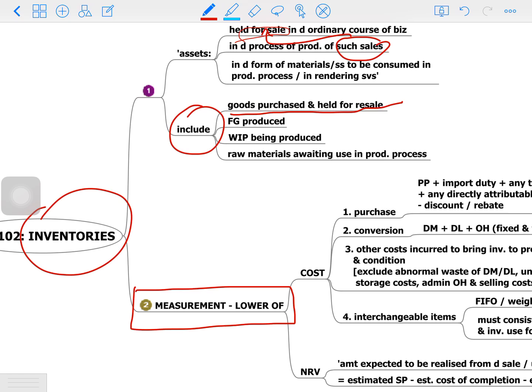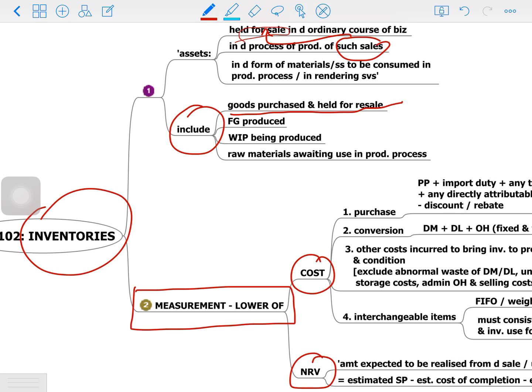The rule says that it should be measured at the lower of either cost or net realizable value. You have to choose between cost or net realizable value. Okay, which one is lower? Whichever is lower. Therefore, you have to look at 2 pieces of information. First, the cost of the goods, and the net realizable value of the goods. You have to know what is the cost of the goods and the net realizable value.